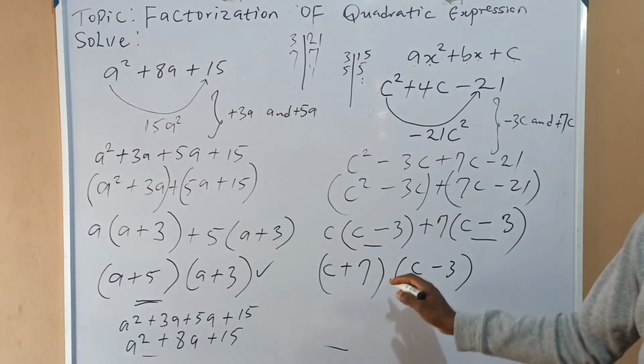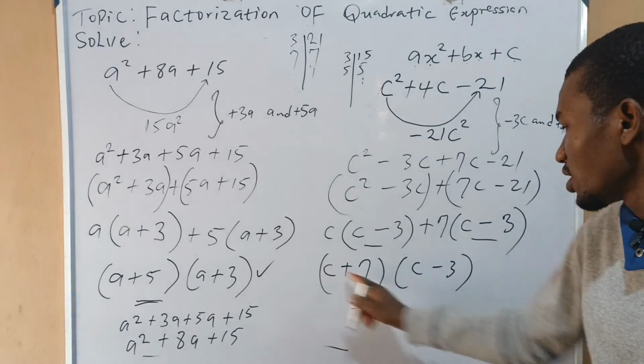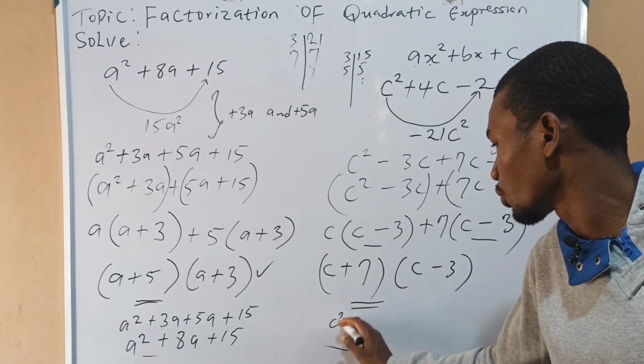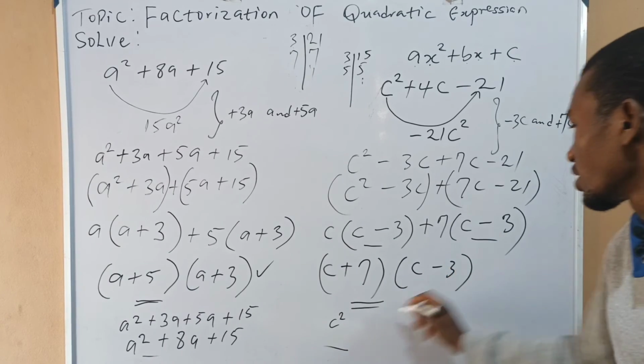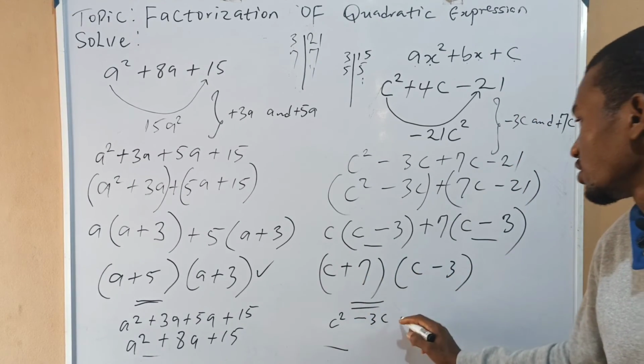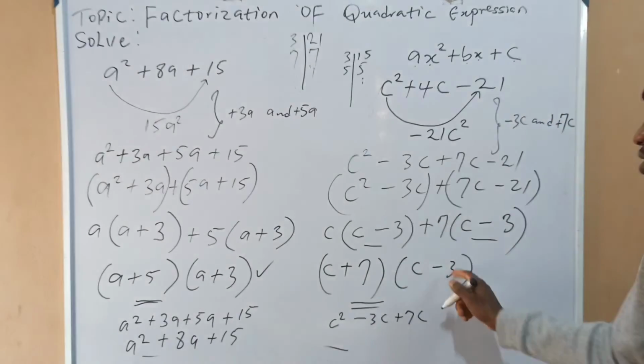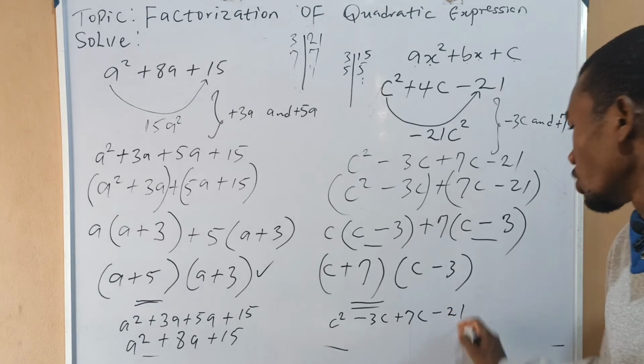So if I want to check if this answer is correct, I have to open up the bracket. c multiplying c, we have c squared. And c multiplying negative 3, we have negative 3c. Then 7 multiplying c, we have 7c. Then 7 multiplying negative 3, we have negative 21.